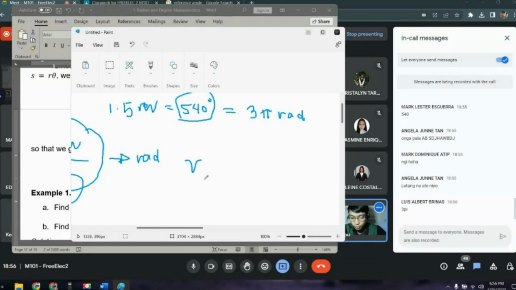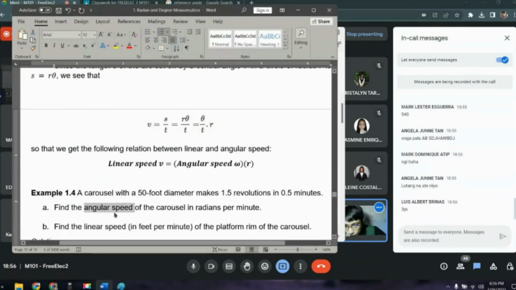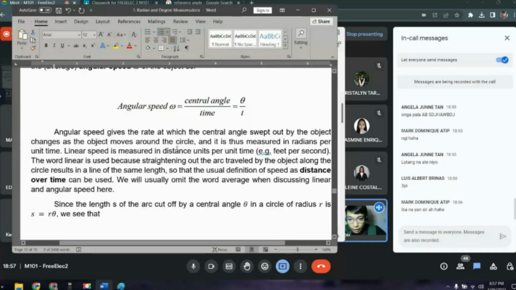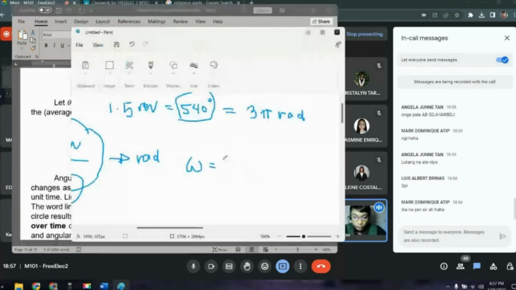Is that angular speed or linear speed? Angular speed. So, we have the omega, right? How do I write omega? My omega looks bad. It looks like an omega, though. We have omega. There. Theta over time, right? We have 3 pi radians over 0.5 minutes. Or instead of 0.5, let's use 1/2 minute.